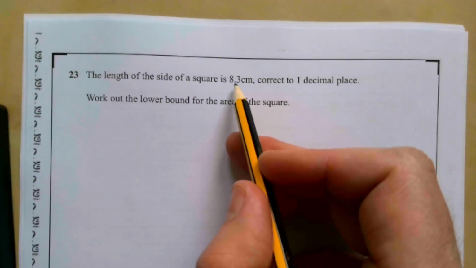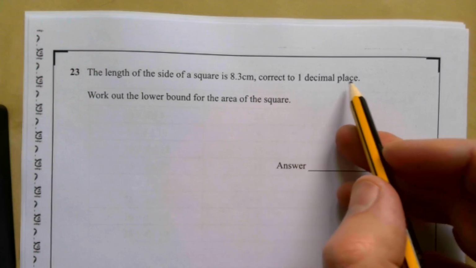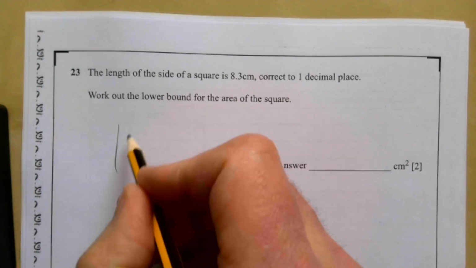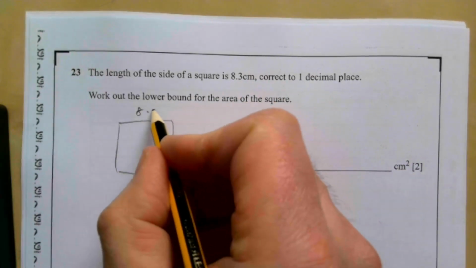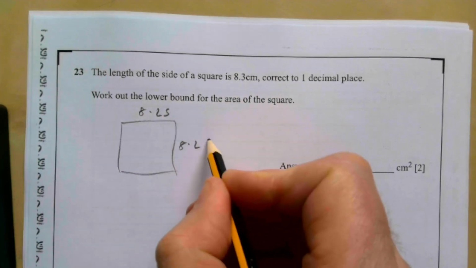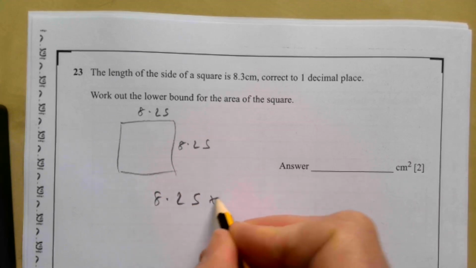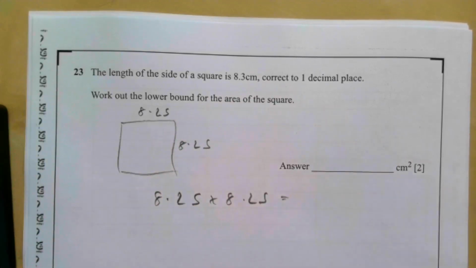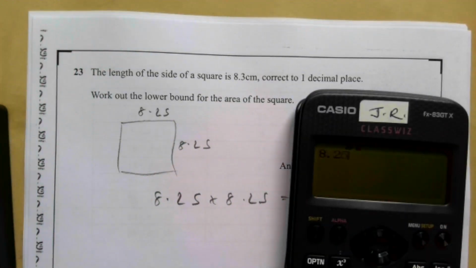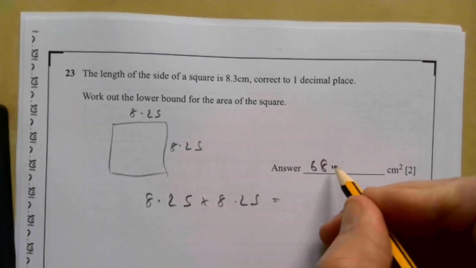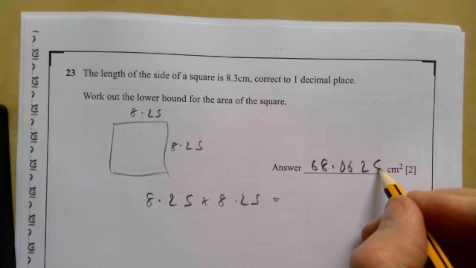The length of the side of a square is 8.3 centimeters, correct to 1 decimal place. Work out the lower bound for the area of the square. If it was 8.3, the lowest it could be in each side is 8.25 and 8.25, because it's been done to 1 decimal place. So 8.25 times 8.25 equals 68.06. We don't need to round any further, so 68.0625.